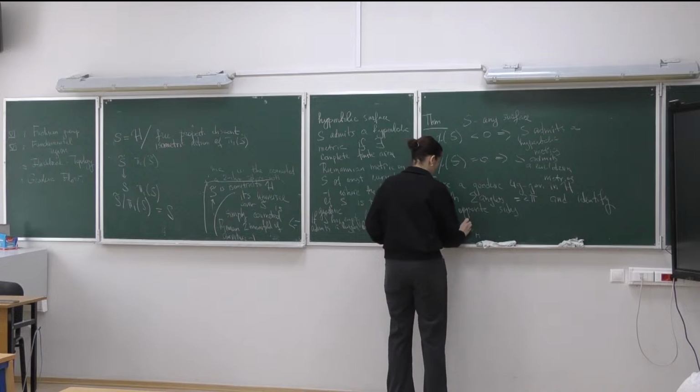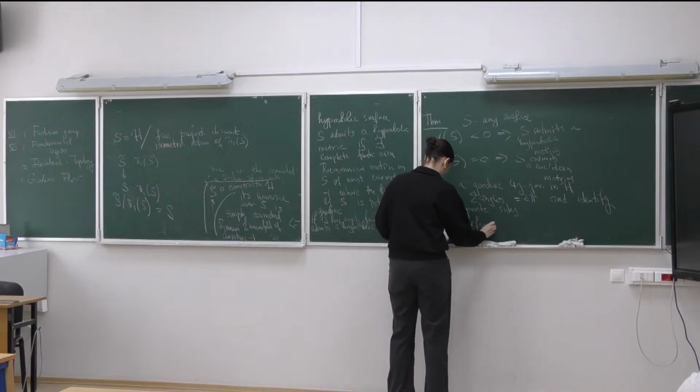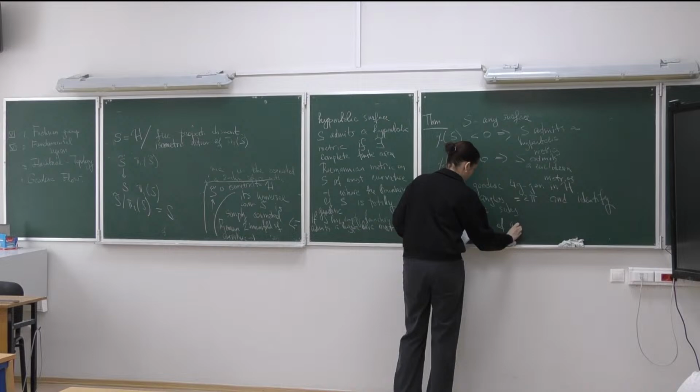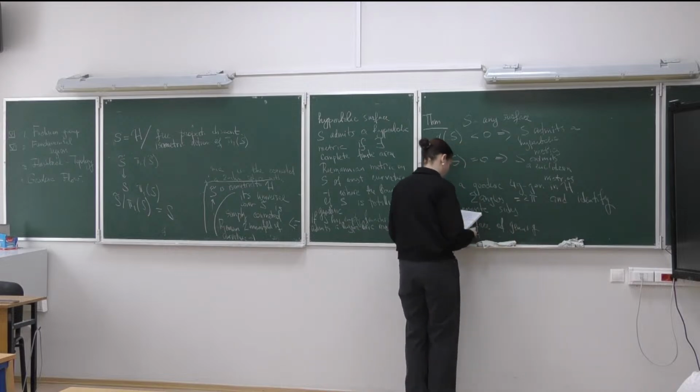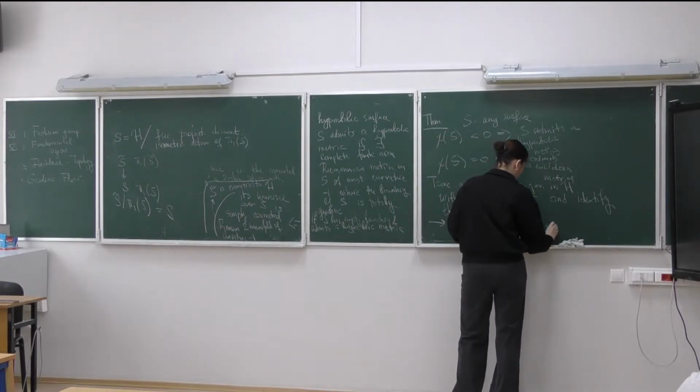So you get a surface of genus g with a hyperbolic metric.